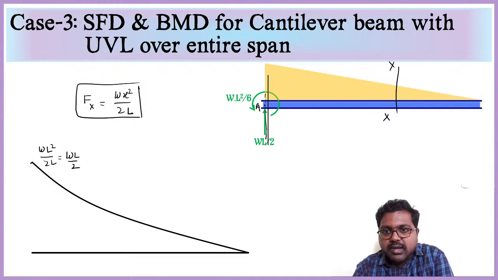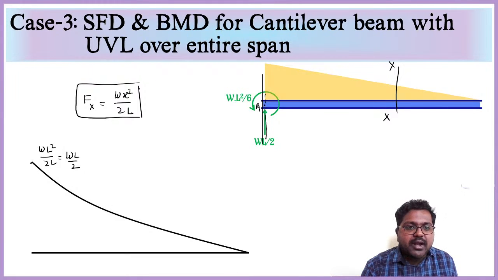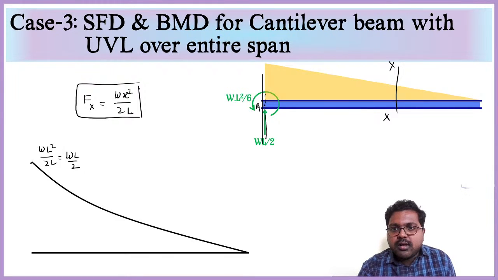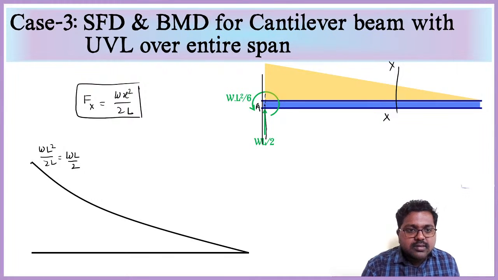Next, if we move immediate left to A, what will happen? Whatever increase in shear force happened up to this point by using this generalized formula for this load, now a sudden reaction force is acting from downwards, right? Whenever a point load is acting, a sudden drop or sudden increase in shear force will happen. The same thing happened here. From this point, shear force suddenly dropped to 0.